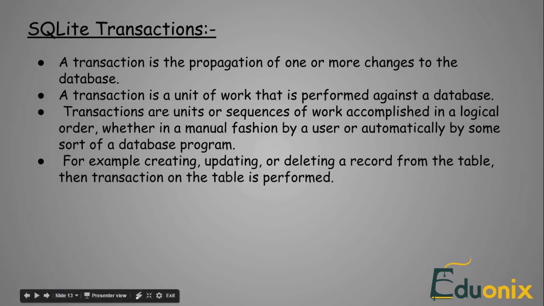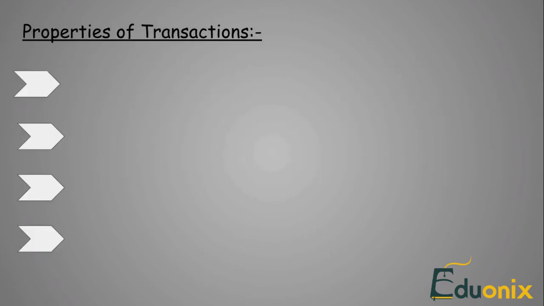Next topic is SQLite transactions. A transaction is the propagation of one or more changes to the database. A transaction is a unit of work that is performed against the database. Transactions are units or sequences of work accomplished in a logical order, whether in a manual fashion by a user or automatically by some sort of database program. For example, when creating, updating or deleting a record from the table, a transaction on the table is performed.